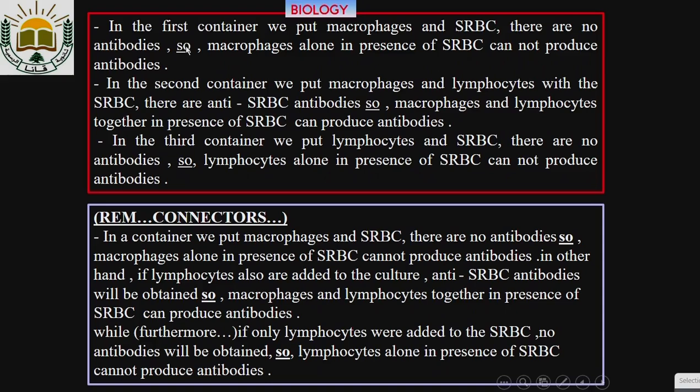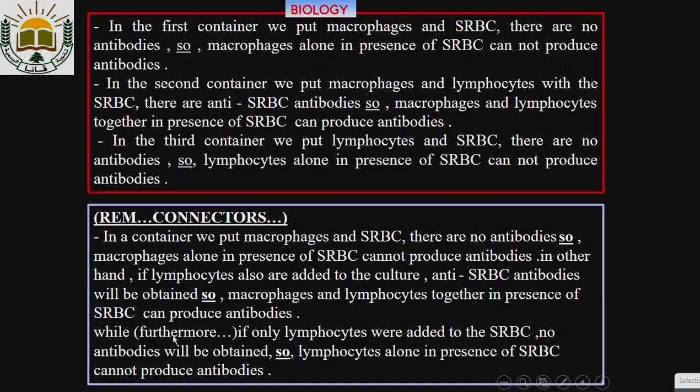Okay, now same thing for the first one. You can write, in the first container, why not? In the first container, we put macrophages and SRBC. There are no antibodies, so macrophages alone in the presence of SRBC cannot produce antibodies. On the other hand, it is a connector. If lymphocytes also are added to the culture, and there are macrophages and lymphocytes, anti-SRBC antibodies will be obtained. So macrophages and lymphocytes together in the presence of SRBC can produce antibodies.